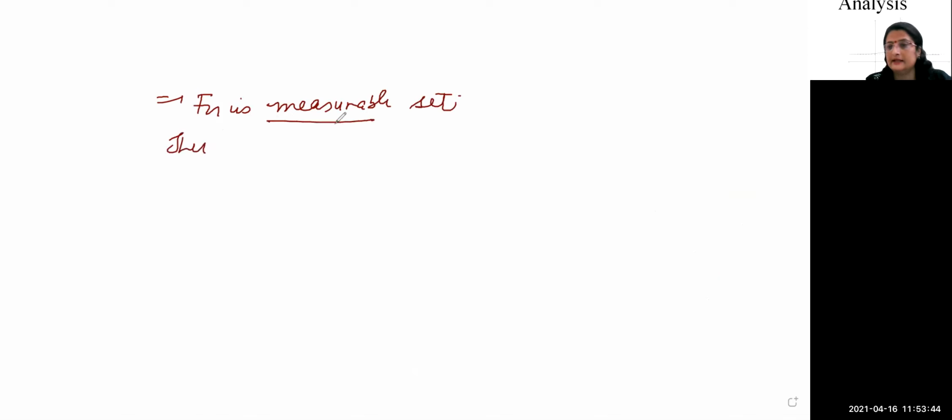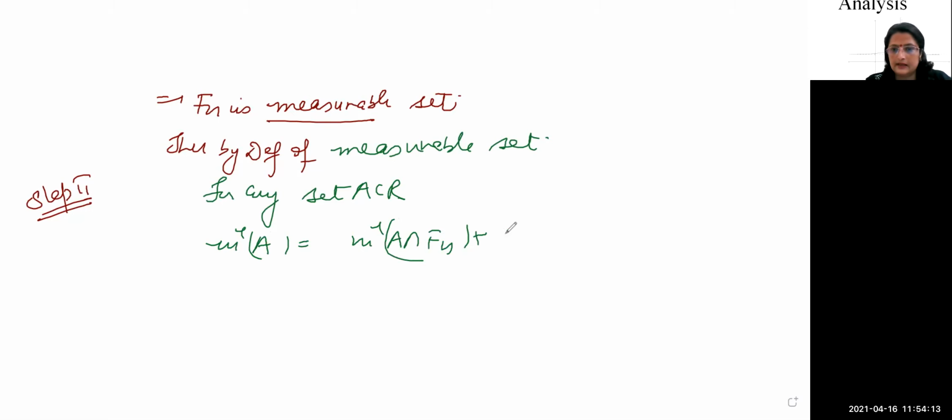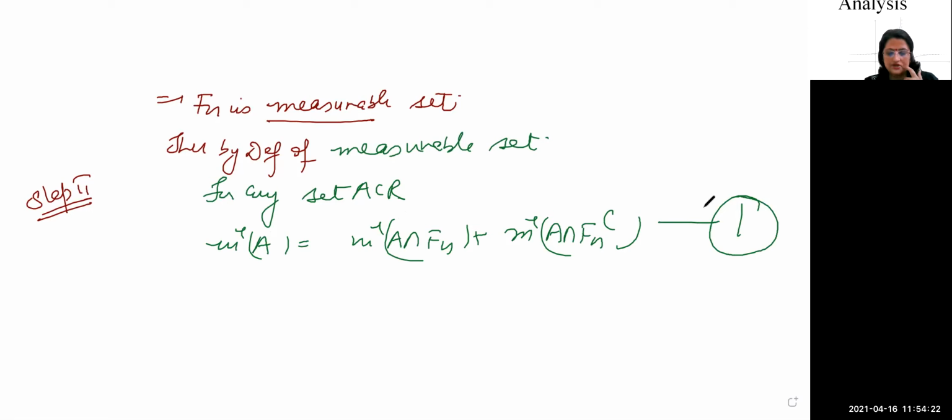Now we will apply the definition of measurable set here. Then, by the definition of measurable set, you can call this step number 2: for any set A contained in R, we have M star A is equal to M star A intersection Fn plus M star A intersection Fn complement, right? Let it be number 1. Now what is the question? We have to prove E measurable. It means that in this place I want E, and here I want E complement. Then our set E will be measurable. So far we have only done it for Fn, which is a measurable set.